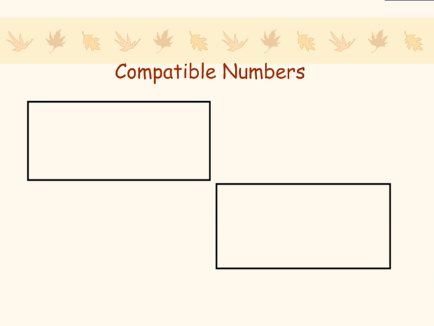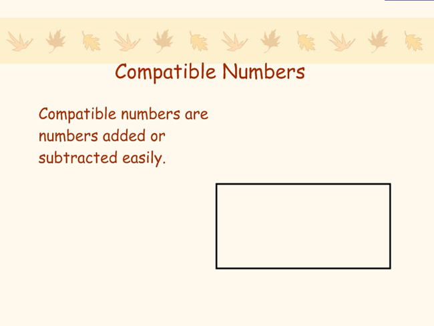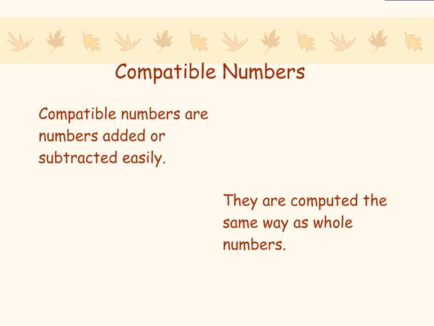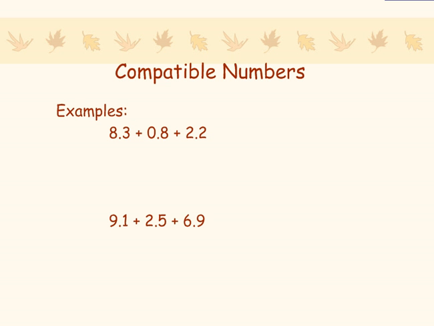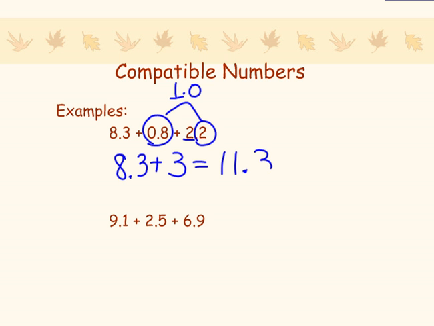So the second way to look at numbers is compatible numbers. They are numbers added or subtracted easily in your head, mentally. They are computed the same way that we did whole numbers with compatible numbers. So here I have 2 problems, and in the first one, I'm looking for numbers that I know can add easily in my head. I see that I have an 8/10 and a 2/10. What's 8/10 plus 2/10? Did you recognize that that's one whole? So if I have one whole here and 2, that makes it 3. And I know that 8 3/10 plus 3 is 11 3/10.